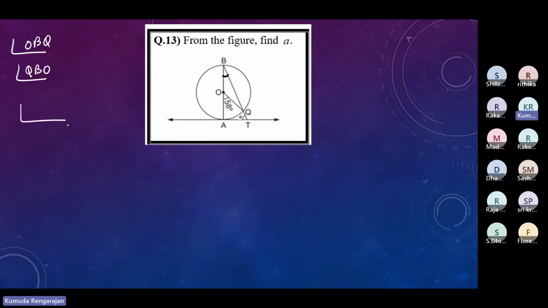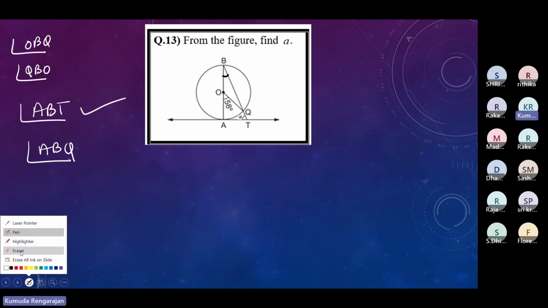Using the points on the circle, we are not going outside the circle. So ABT is also correct. I'm not saying it's wrong. ABT is fine, but T is a point outside the circle. So we'll say angle ABQ.